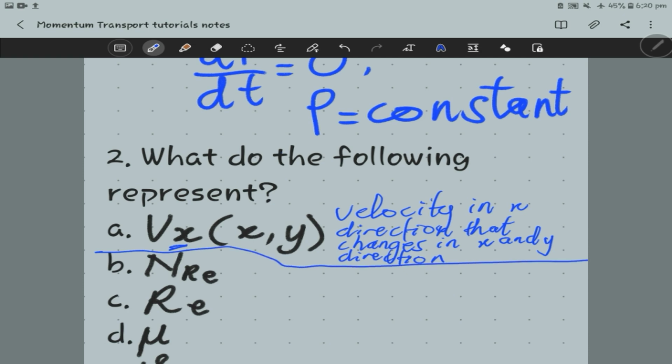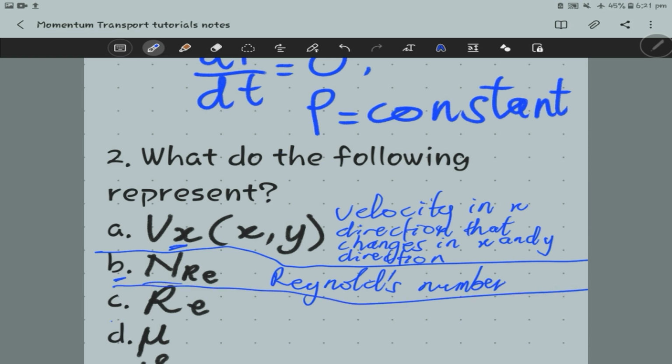We're going to the next one. This one here is the Reynolds number. That's for this. And the same for this. It's the same thing but a different representation. This also is Reynolds number. So if you see any of them anywhere, it represents Reynolds number.